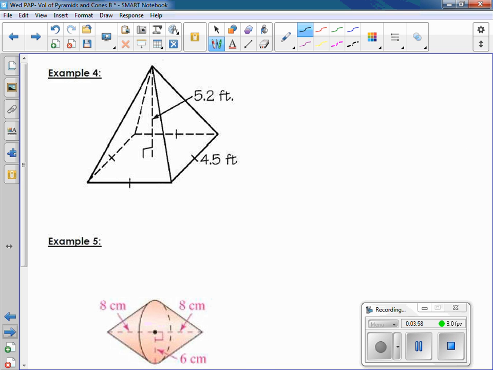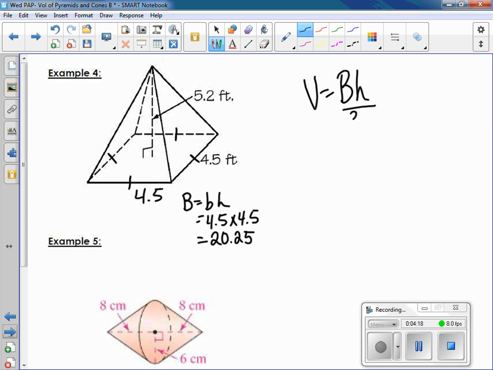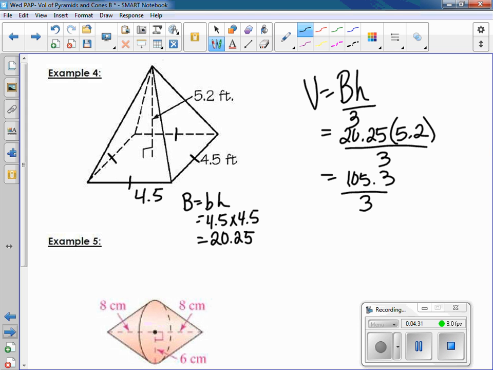Our next example is another pyramid. Now notice these little tick marks, the little hash marks on the side. That means these are all the same. This is a square pyramid. So when I find the base, it's going to be 4.5 times 4.5, which is 20.25. And then I'm going to use my volume formula. So big B is 20.25 times my height of my pyramid, which is 5.2, divide by 3. And this is going to give me 105.3 at the top, divided by 3. And when I simplify, 35.1 feet cubed.